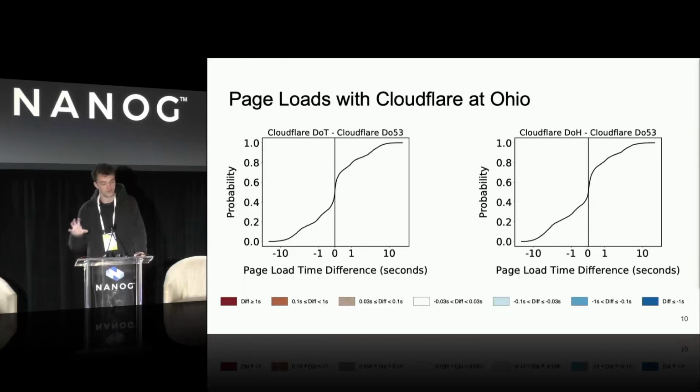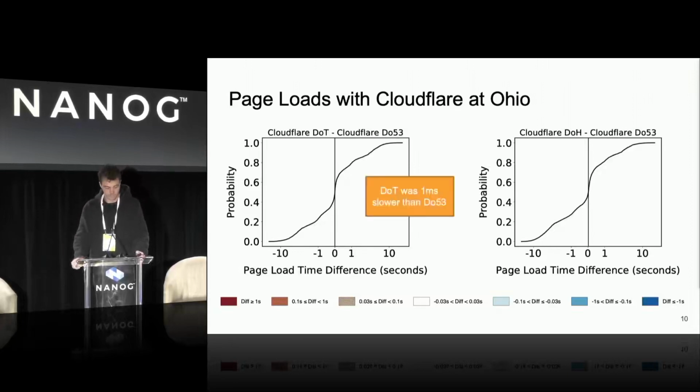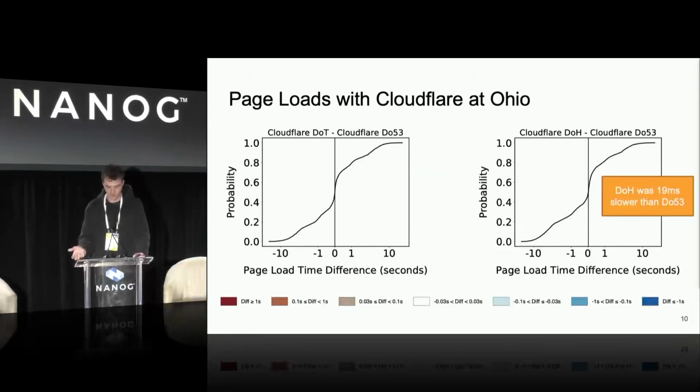And this is on just the default network conditions without any kind of emulation or traffic shaping at all. For example, we see that DoT was actually only 1 millisecond slower in the median page load time than DoH. So really no observable difference there. And in the case of DoH, it was 19 milliseconds slower than DoH. So we're seeing this ordering where DoT is performing slightly slower than DoH, and then DoH is performing slightly slower than DoT.